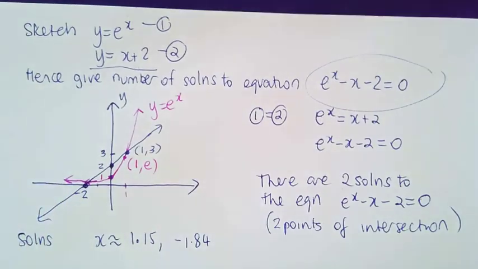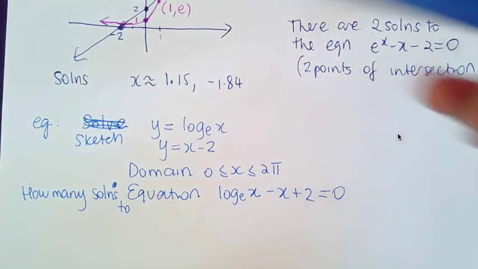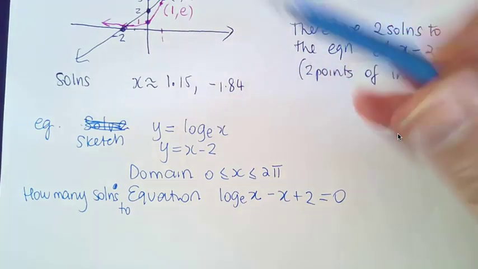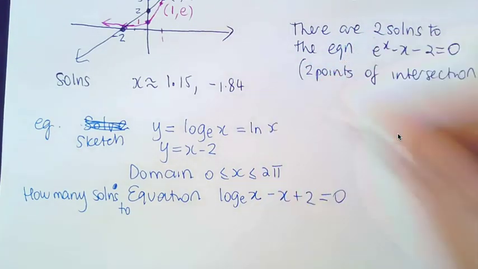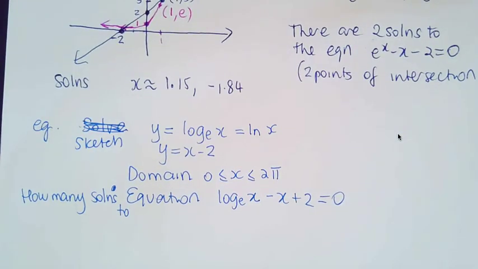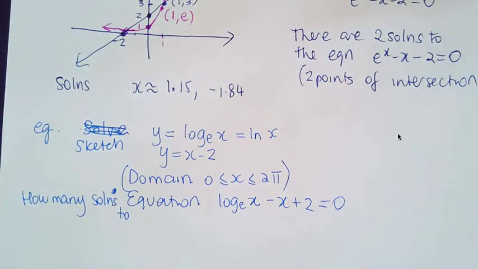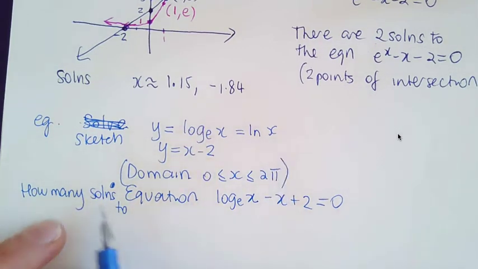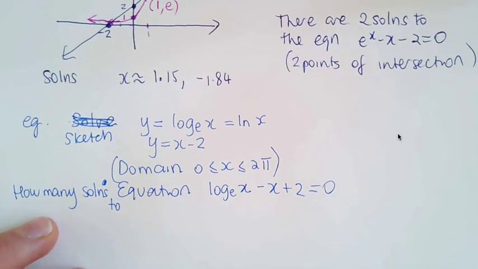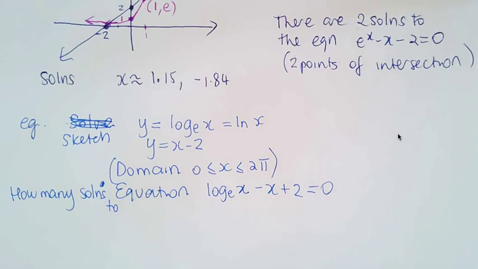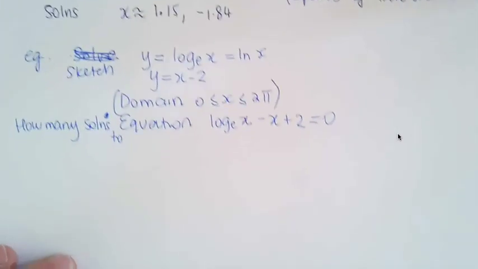All right? I don't know if we need that domain. We'll just have a look. So sketch y equals log to the base e of x, which is the ln x curve. Do you remember that one? And y equals x minus 2. In the domain from 0 to 2 pi, don't worry about this yet. I think they've just put that because all the other questions had sine curves and cos curves, which we're not doing till the next topic next week. Okay, so sketching those two, how many solutions to the equation log to the base e of x minus x plus 2 is 0? So first we do a sketch.